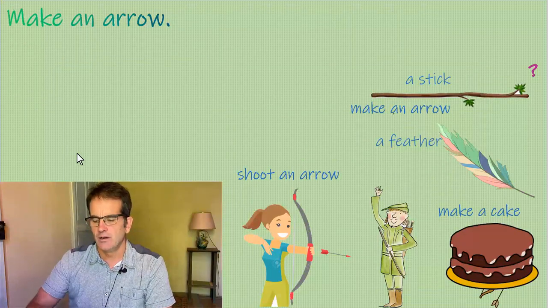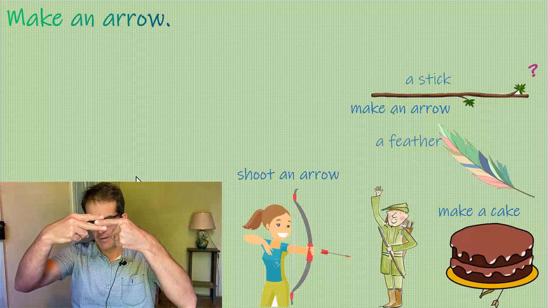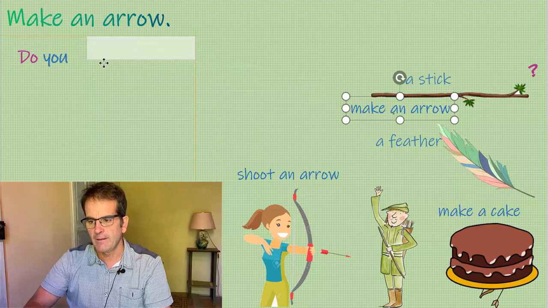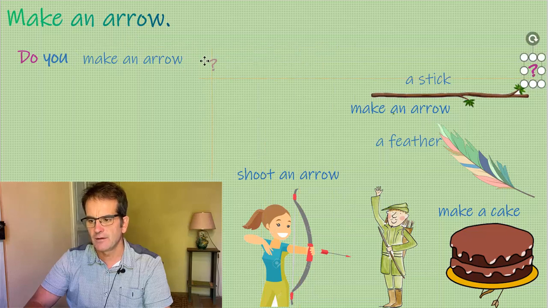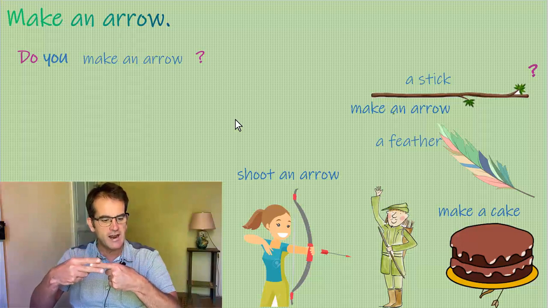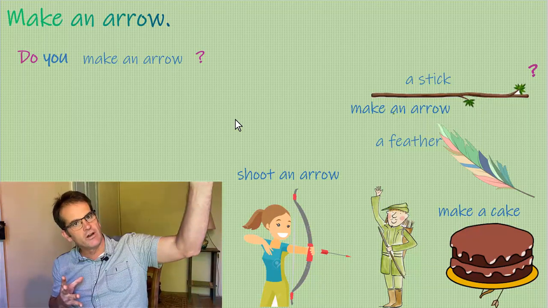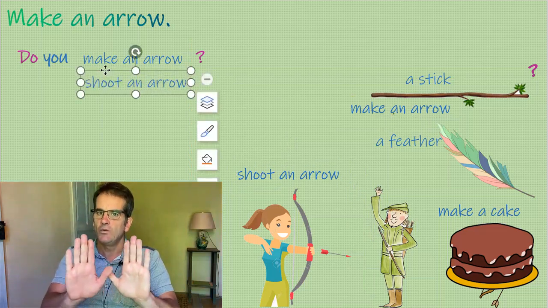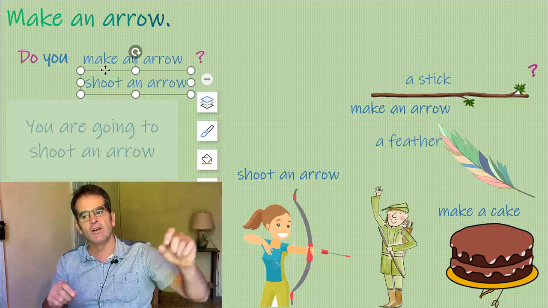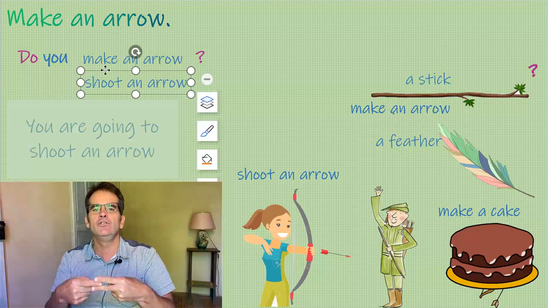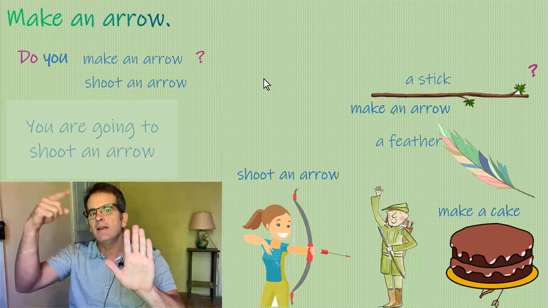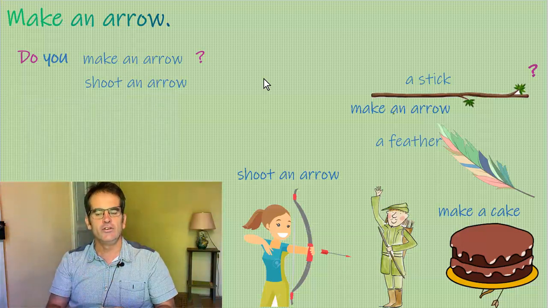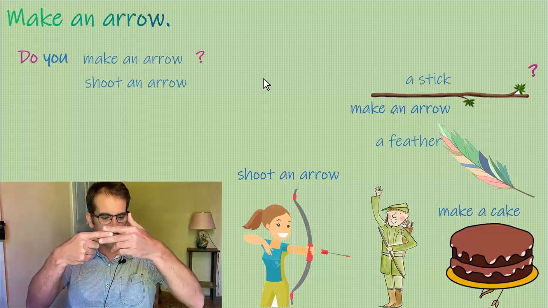So you make an arrow. Do you make an arrow? Well, yes, you make an arrow. Do you shoot an arrow? Not yet. Wait, not yet. You don't shoot the arrow. Now you make the arrow. Not yet, in a minute. Do you shoot the arrow? No, not yet. Do you make an arrow? Yes, you make an arrow.